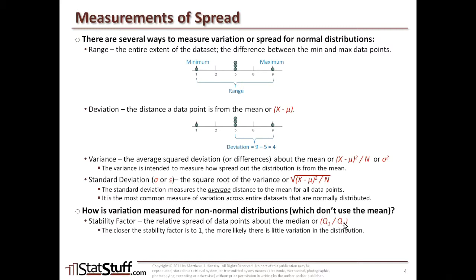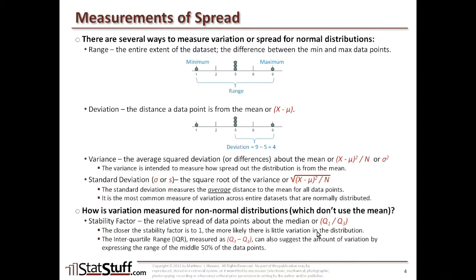The idea behind using that is that the closer your stability factor is to 1, the more likely there is little variation in the distribution. So again, if you're taking your 25th percentile, dividing it by the 75th percentile, when you see that it's closer to 1, chances are that means it's much closer to, or less distributed from, the median. But the further away it is from 1, the closer it is to 0, then that means it's much further spread out from the median, or that 50th percentile. So that's what we're looking for, the stability factor.